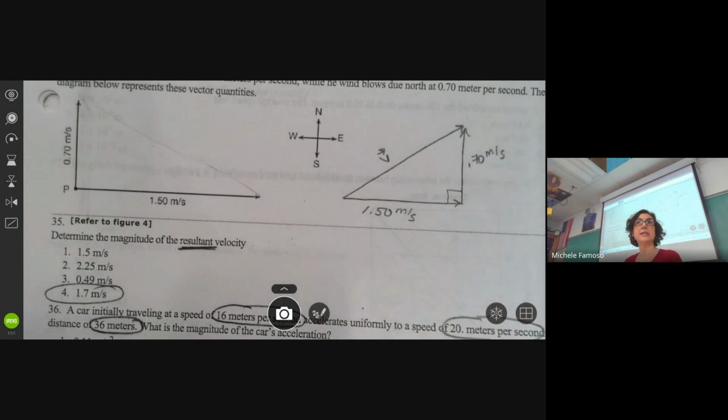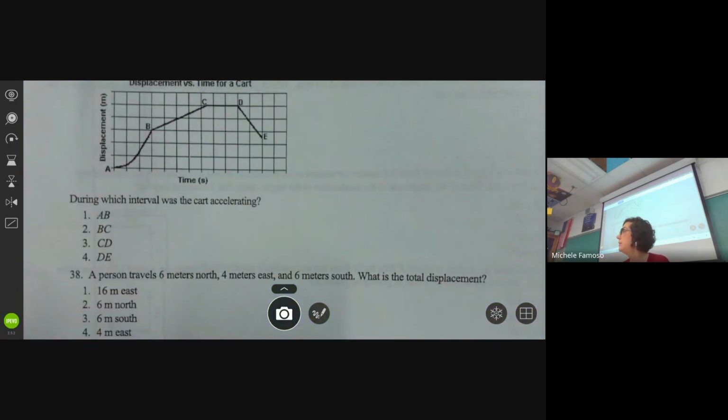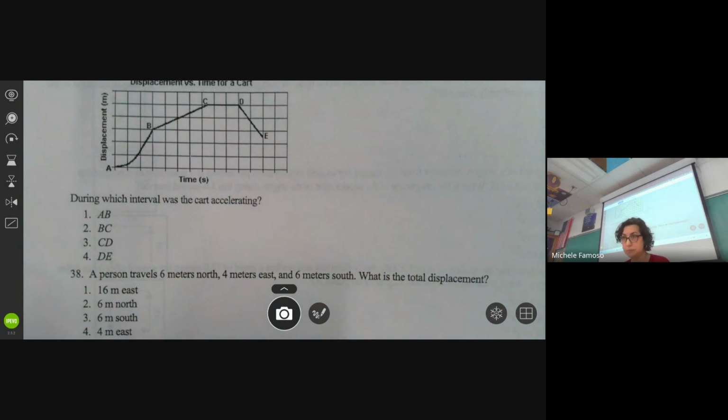Anything else through 36? All right, next 2 pages through 49. Anything through 49? Dan?